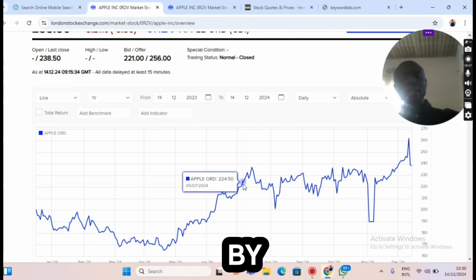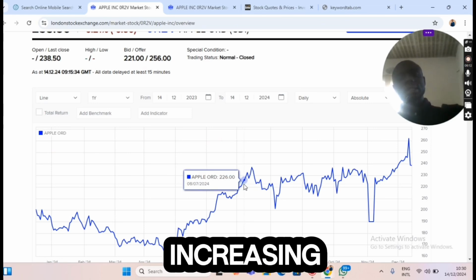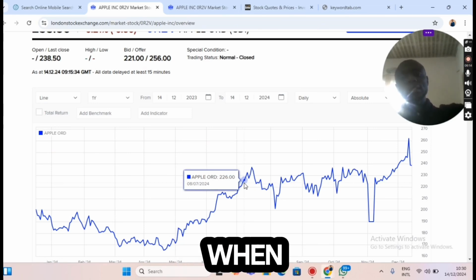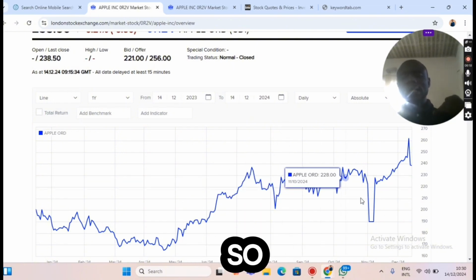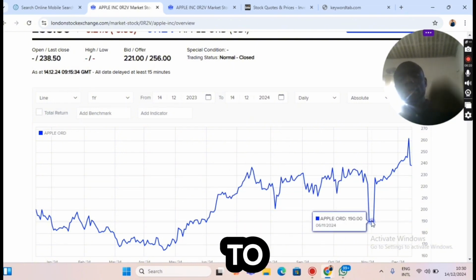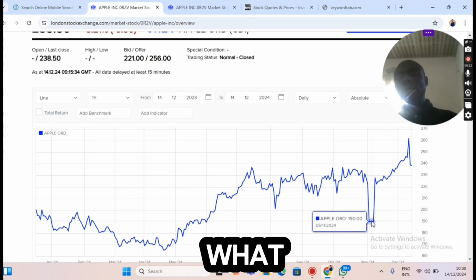So day by day, as the current price is increasing, it's showing that it is going up. When it is decreasing, it shows that it's coming down, right? And you can see that when it comes to $190, you can see the current price.